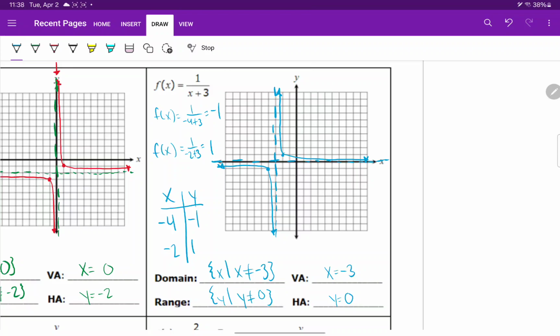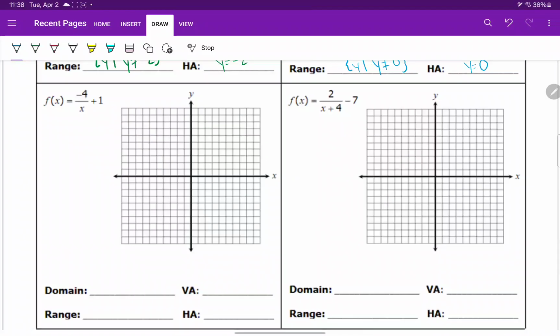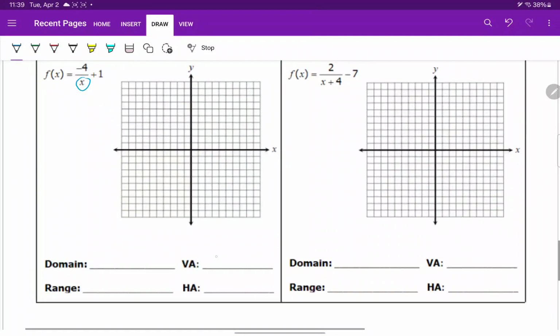All right, let's move on to the next example. So this one has -4 over x plus 1. For this one, again, we'll do our vertical asymptotes and such. Right here, x has nothing, so x is equal to 0. And for the other one, the k value, y equals k, that's plus 1, so y is equal to positive 1. So let's go ahead and graph these.